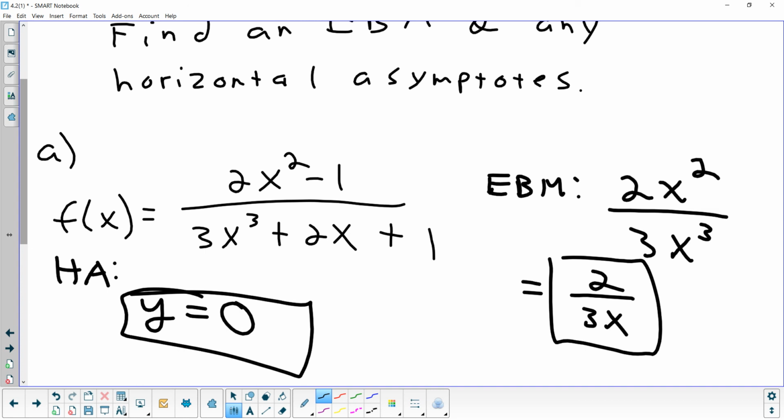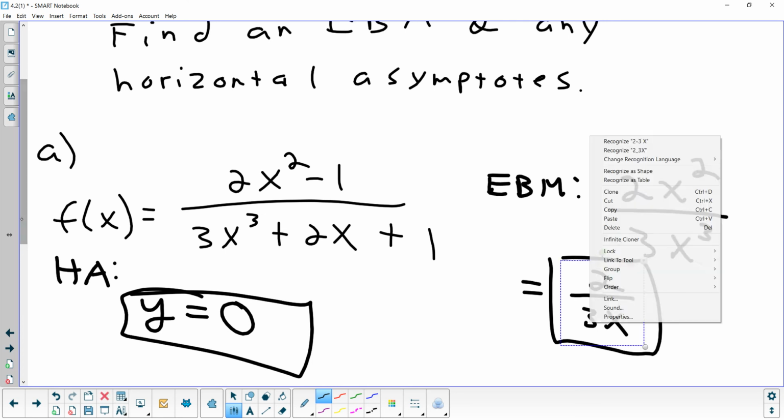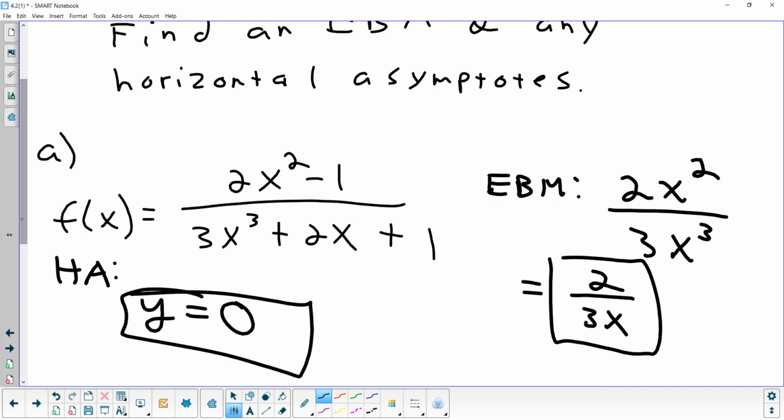Will it ever reach 0? No. Even if you take 2 and divide by 1,000,000,000,000, is that 0? No, it's really small, but it's never going to reach 0. So the first step to finding your horizontal asymptote is find the EBM. That'll give you a simplified formula to look at, and then let x approach infinity in that formula.